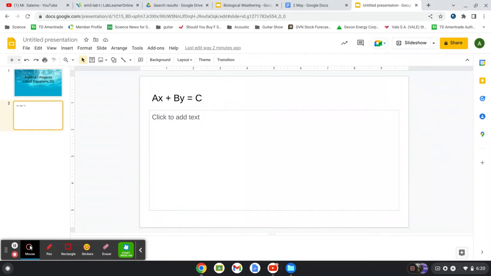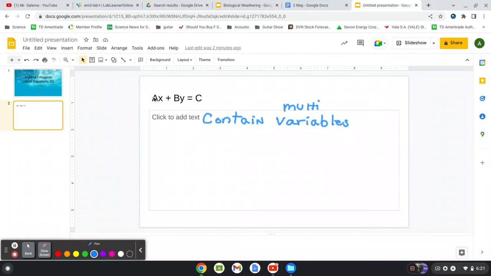Let me write it down here, get our pen going. We'll choose blue today. So they contain variables, and multivariables, many variables. As you can see here, we have A, B, and C. So in other words, they contain several variables.